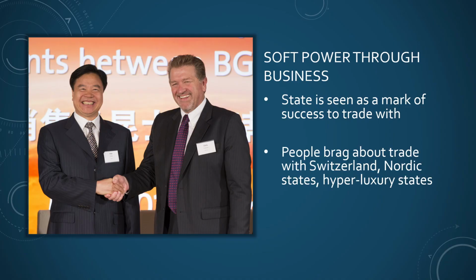People often brag about trade with Switzerland, Nordic states, known for their hyper luxury, not so much for the developing world. So here's a guy named Chris trading with a guy named, it looks like Ian. But everyone trades with China, so it's not elite. So China has its own advantages in soft power, but it's not seen as the same mark of success to be trading with China as it is, especially the Nordic countries.